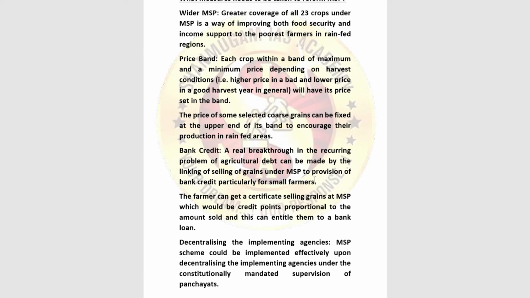So bank credit also plays a huge role. Farmers can get a certificate of selling grains at MSP, which would give credit points proportional to the amount sold, and this can entitle them to a bank loan. So the farmers will be given a certificate of selling grains under the MSP, which will gain them credit points to get a loan from a bank. This is also a good measure which has to be taken.